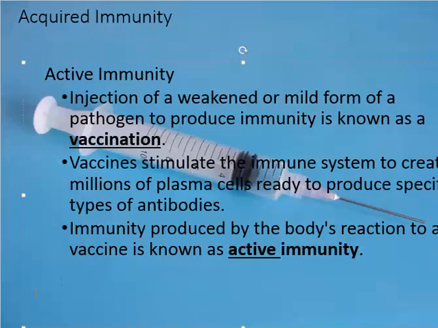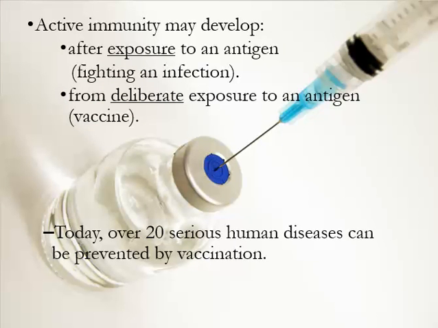Or you can actually get the vaccination for it, and usually it's a milder form of the pathogen, and it causes your body to make antibodies. Sometimes if you get a flu shot, you might get a little bit sick from the shot. Some people say they get the flu from the shot, but that allows your body to make antibodies. So active immunity can develop after exposure to the antigen or deliberate exposure to the antigen, and that would be a vaccine. One way would be actually getting the infection and fighting it, and the other way would be getting a vaccine.